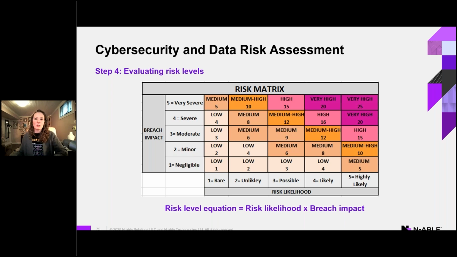So, going back to our SQL injection attack, which would be considered, I think, a severe or a very severe attack in terms of its breach impact. And we're also thinking it might be likely or highly likely to occur, which means that the risk rating level for that SQL Server asset, we would classify as high or very high. So just kind of how that works.